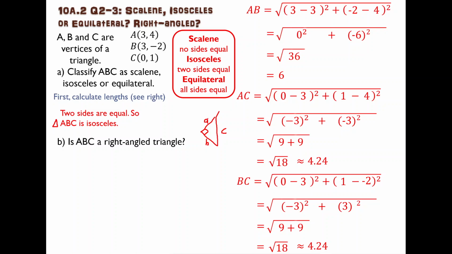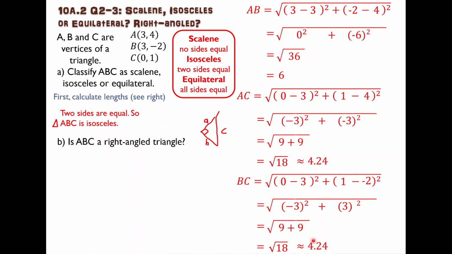Anyway, so we can check A squared plus B squared and check if that is the same as C squared. C here is the longest side. The hypotenuse must be the longest side. So if it is a right-angled triangle, then let's look at the longest side being this one, and the 2 shorter sides, I like to call them legs, A and B would be this one and this one.